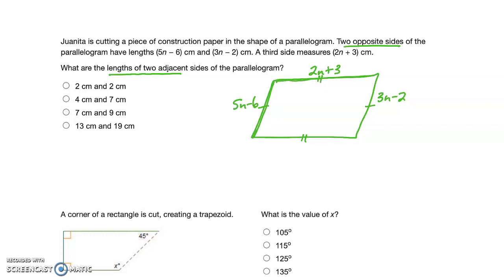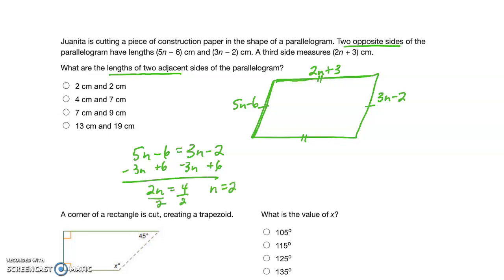First off, we're going to set 5n minus 6 equal to 3n minus 2 to solve for the length of this side. So we subtract 3n from both sides and add 6 to both sides. So we get 2n equals 4. Divide by 2, so n equals 2. That tells us n, so now we just substitute that in, and so 5 times 2 minus 6. So this side is equal to 4. And this side is also equal to 4 because if we substitute that in, 3 times 2 is 6 minus 2 is 4, and we know that's where they're congruent.